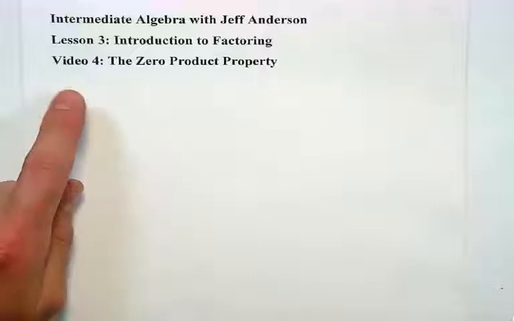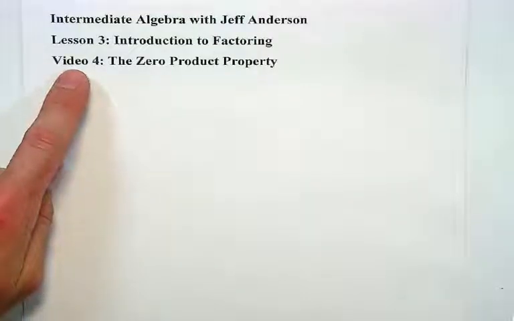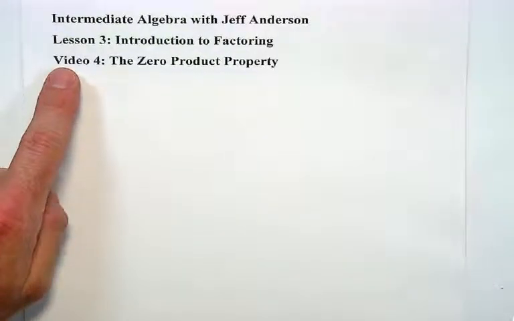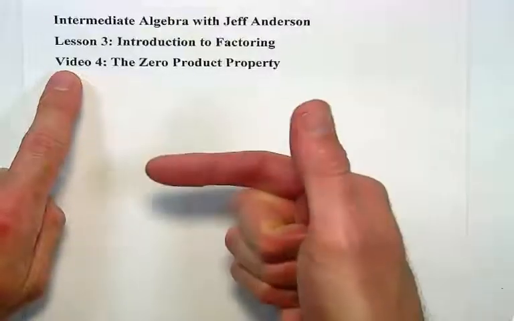Welcome back. In this video, we're going to investigate something called the zero product property that comes from the realization that multiplying by zero causes zero. The zero product property actually works in the reverse order.